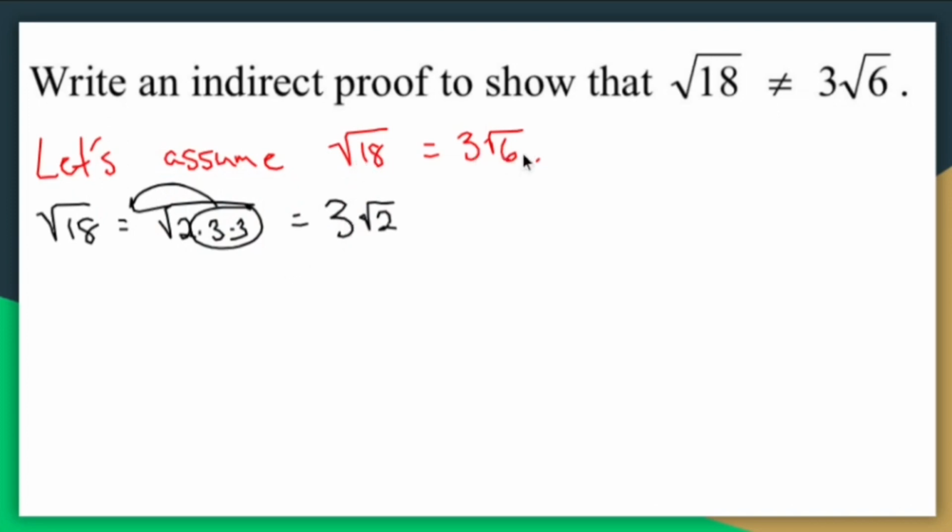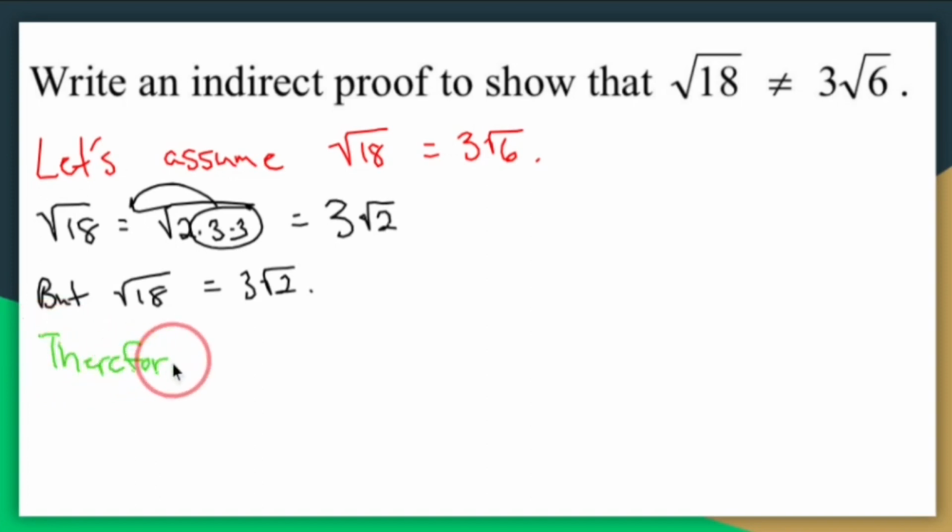Root 18 is supposed to be 3 root 6. We just found out that root 18 is actually, and let me write it out so it looks a little bit better, 3 root 2. Okay, so I'll say that. We assumed this, but root 18 is actually 3 root 2. Therefore, root 18 can't be 3 root 6. So we'll say that. Root 18 cannot be equal to 3 root 6. And we're done. That's our indirect proof.